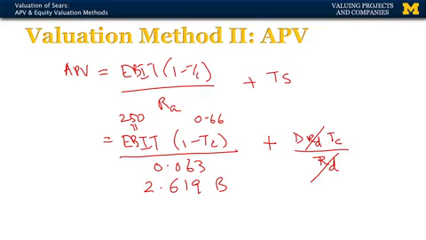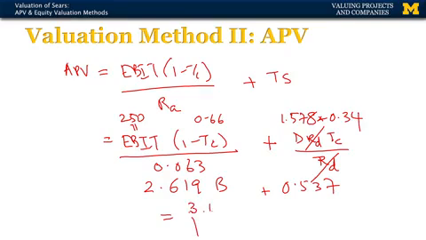Do we know D? We just figured out it is 1.578. Do we know TC? Yes. So we multiply that by 0.34. You see how easy it becomes. And I have done this calculation, and the answer is 0.537. The two add up to 3.155 billion.